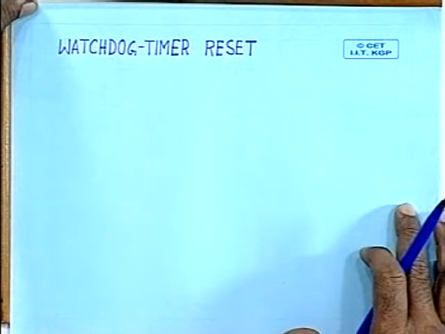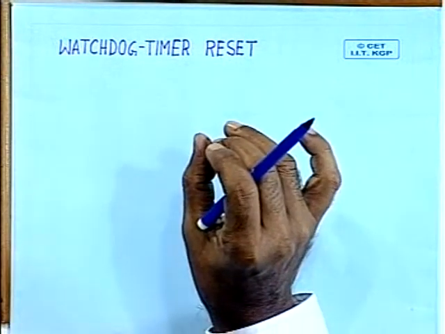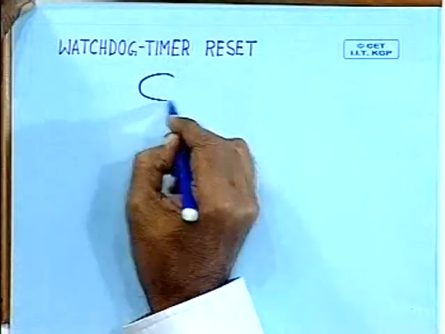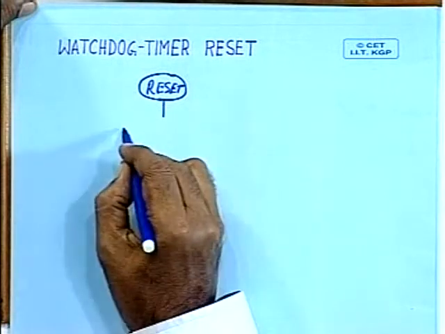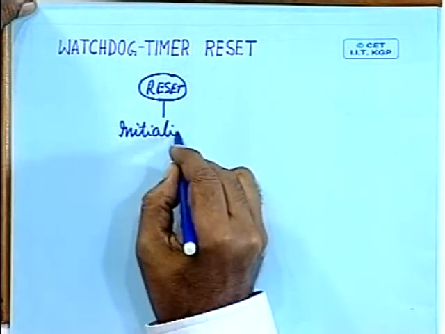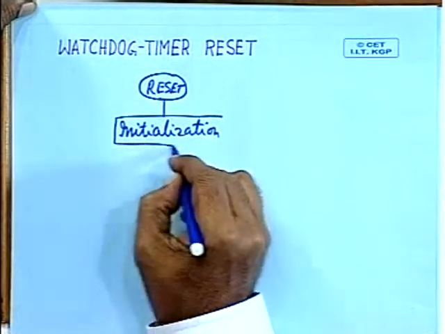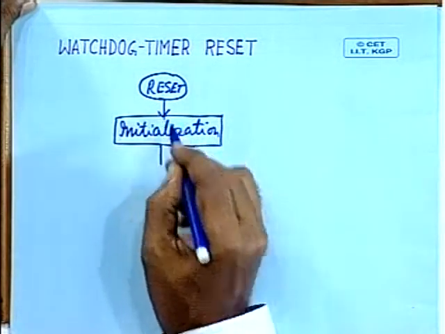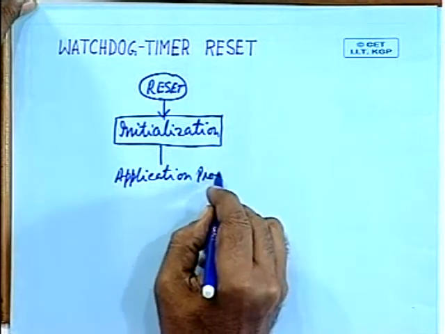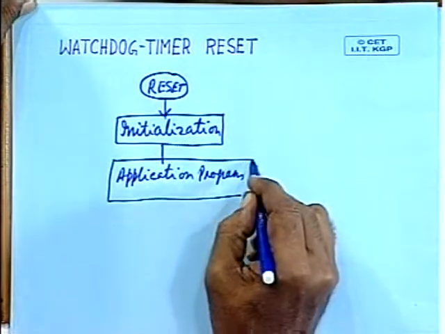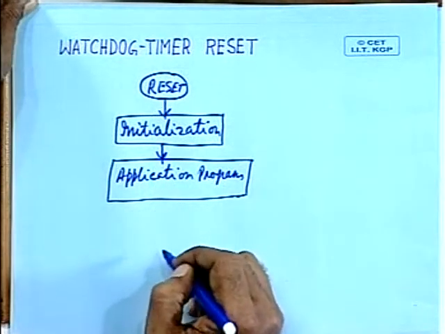In watchdog timer reset, as if there is a watchdog, that watchdog is available in the form of a timer. What does it do? It keeps on monitoring the processor status. Let me explain the operation with the help of a flow chart, how it works. So this is the normal operation of most of the microcontrollers. After reset, there is some initialization, and after that initialization, usually the application program is performed, but that application program is usually performed continuously in a loop.